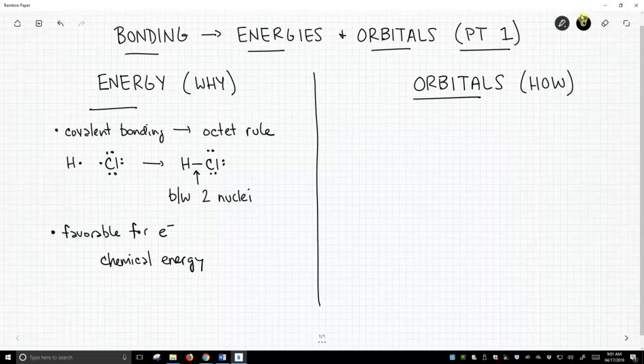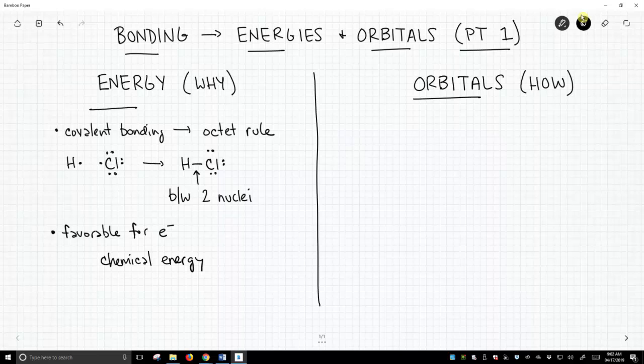Is there another kind of energy that we encounter in atoms? Sure there is. There's nuclear energy, but nuclear energy involves what happens in the nucleus. Chemical energy is about the electron energy. So this is energetically favorable because we are stabilizing the electrons in the molecule.